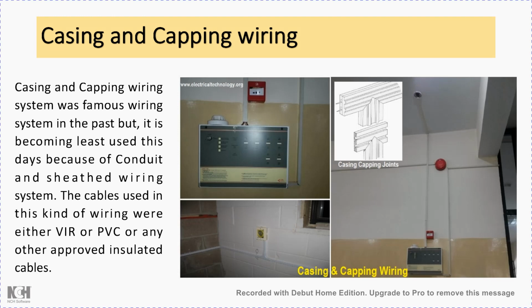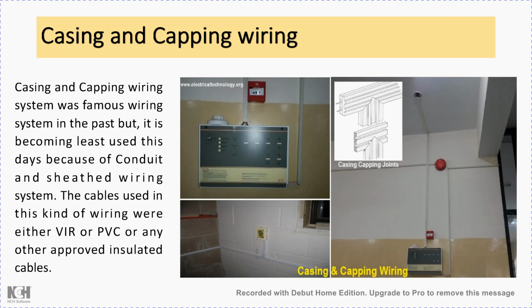So in the first video lecture we have already seen the cleat type of wiring system and the basic methods of wiring, and also gone through some of the advantages and disadvantages of the cleat wiring system, and we had seen that cleat wiring had many more disadvantages as compared to its advantages. So therefore now we are going to see the different types of wiring systems which can replace the cleat type of wiring.